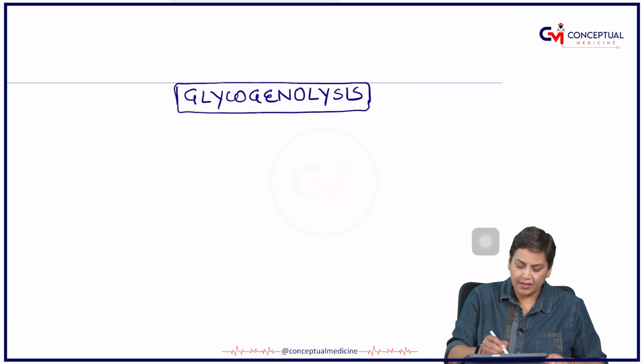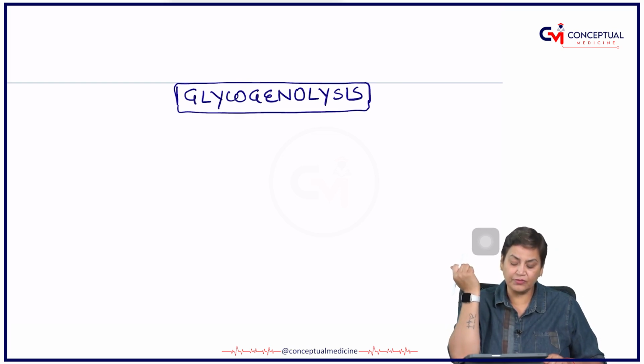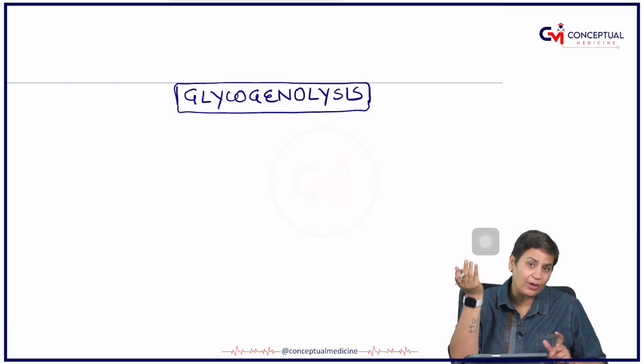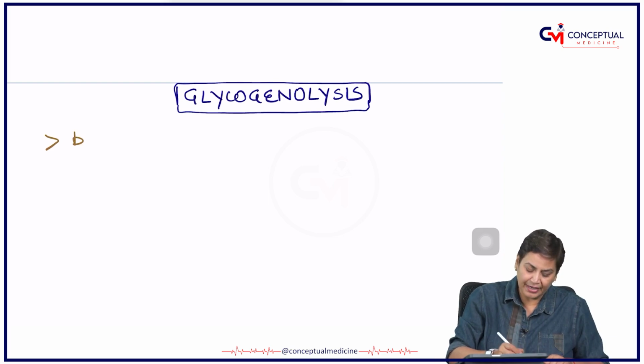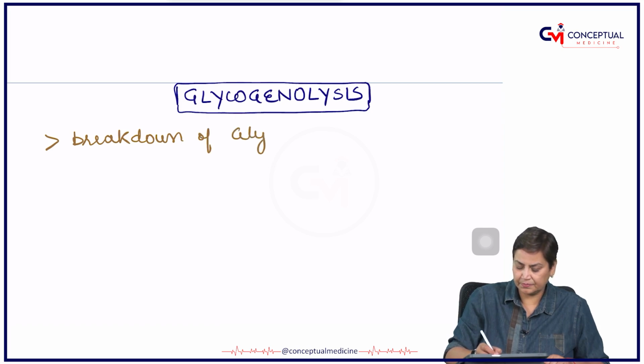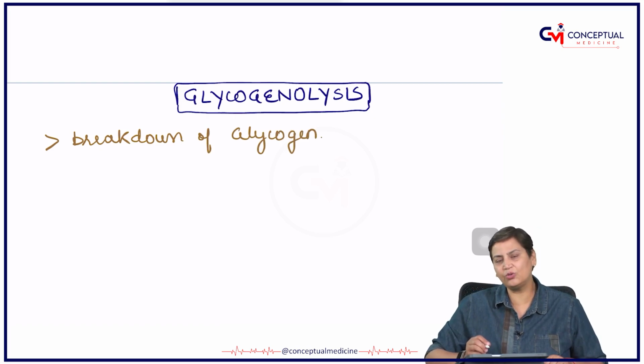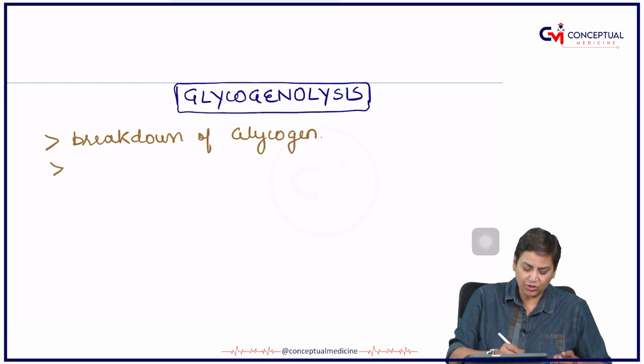Now see, when there is a requirement of glycogen, obviously when the body requires energy, so first of all glycogenolysis will be simple breakdown of glycogen. Now breakdown of glycogen will be what? It will be broken into glucose, obviously from where it is synthesized. So breakdown of glycogen to release glucose.